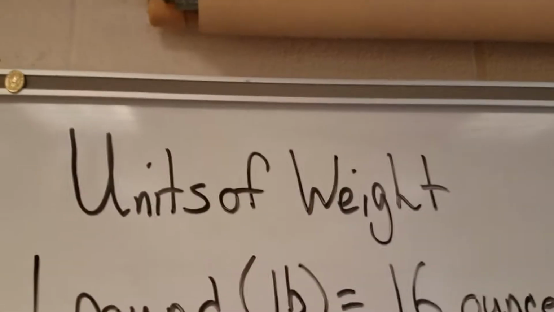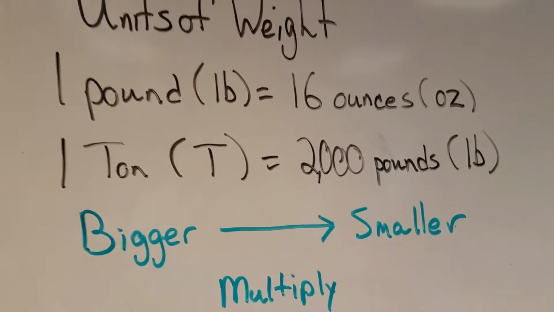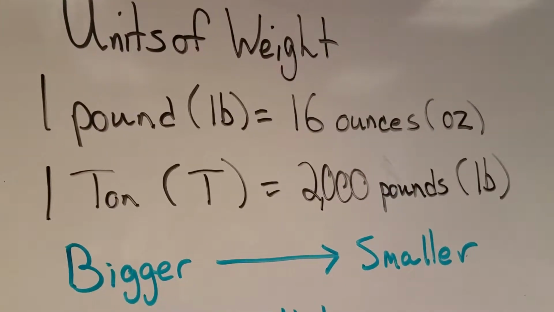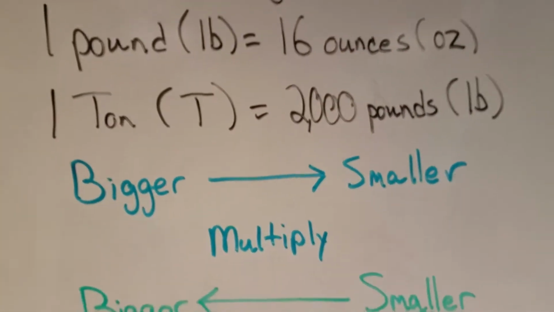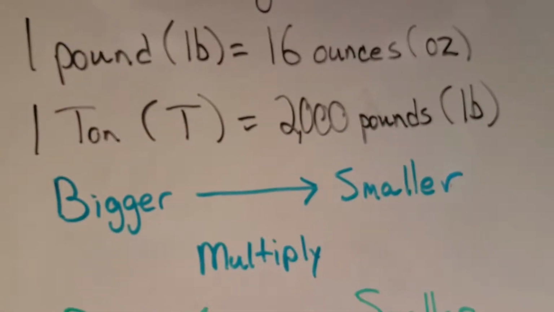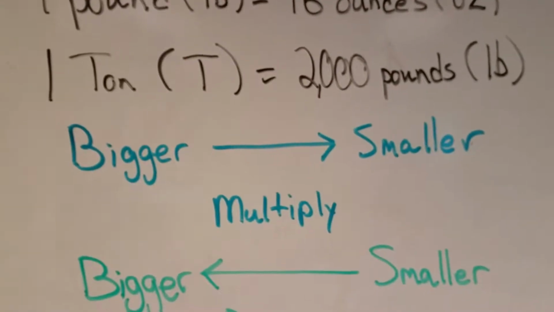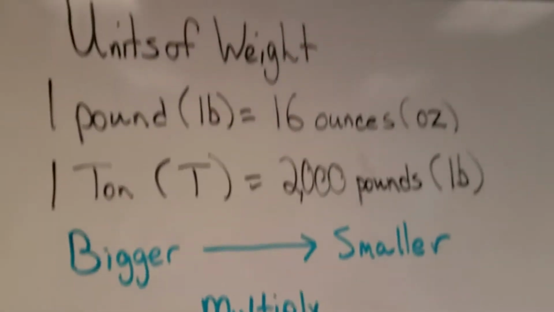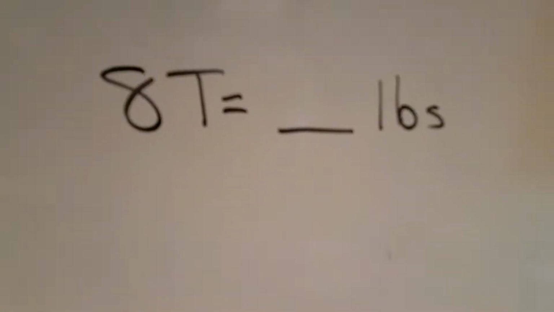We are talking about converting customary units of weight. So we have this chart here, and we have this in our notes as well as in our book. 1 pound equals 16 ounces, as well as 1 ton equals 2,000 pounds. If we're going from a bigger unit, like a ton to a pound, that's a bigger unit to a smaller unit, we're going to multiply in the conversion. If we're going from a smaller unit to a bigger unit, say ounces to pounds, we're going to divide, and we'll talk about that in just a second.